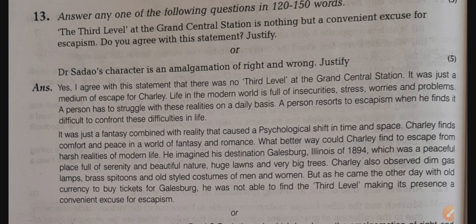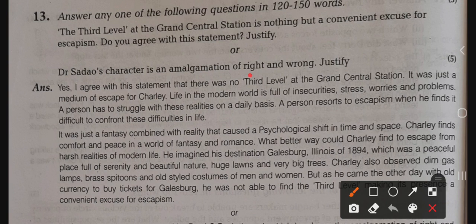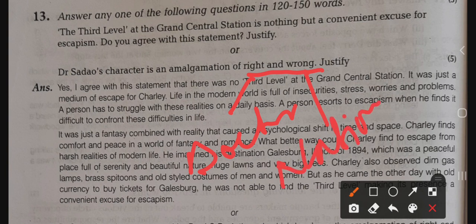So the next question is, Dr. Sadao's character is an amalgamation of right and wrong. Justify. Children, understand this thing. Right and wrong. What was right? Maybe doctor. And what was wrong? Maybe nationalist. Nationalist means the duty of Dr. Sadao towards the patient as a doctor and towards his nation as a citizen. Amalgamation means mixture. So Dr. Sadao's character was a mixture of right and wrong. Justify.